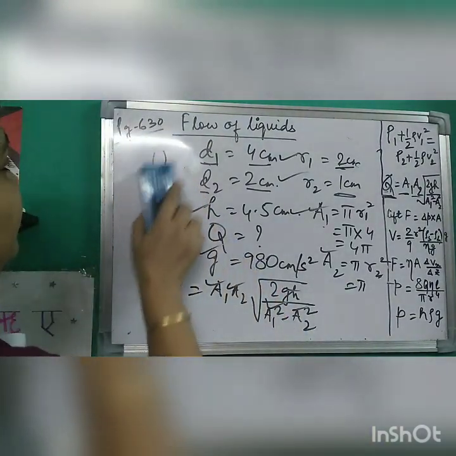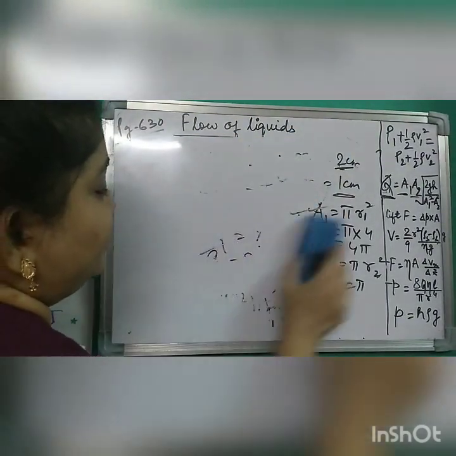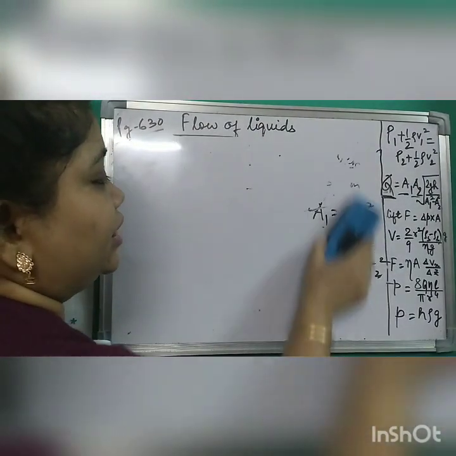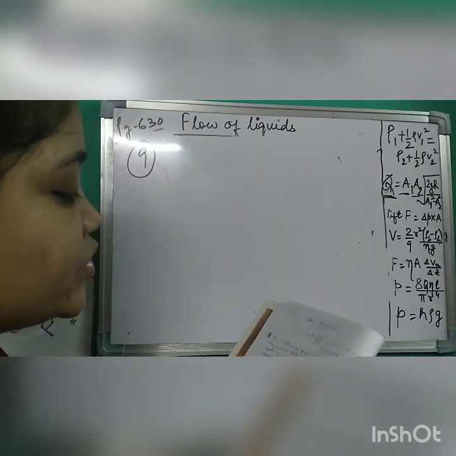Now let me go to the 9th sum. 8th sum, please do it yourself by looking at the 7th sum first, understand it, and then you try to do the 9th sum. Let's do the 9th sum. Let us see what the 9th sum is telling us. It is telling air is streaming past a horizontal aeroplane such that its speed is 120 meter per second.